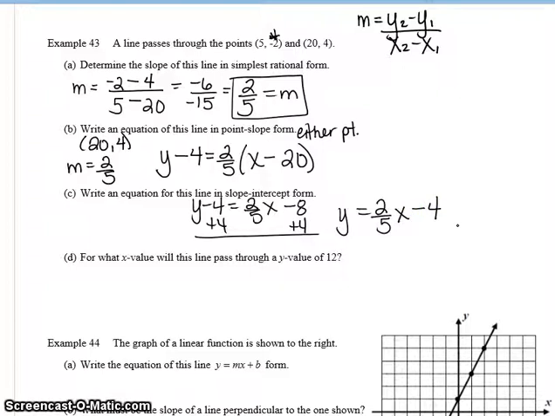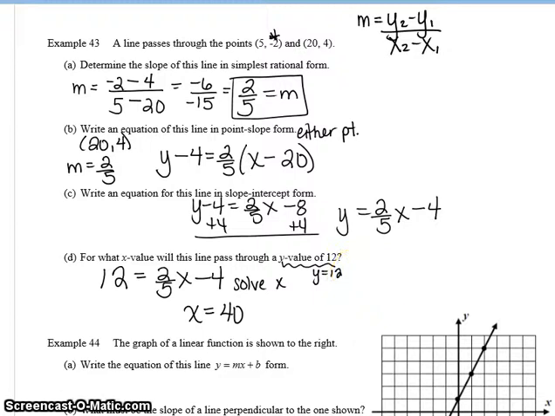Part D. For what x value will this line pass through a y value of 12? Okay, well, it's telling you right there, let y equal 12. So using the equation I just got in C, 12, that's my y, equals 2/5 x minus 4. You could get fancy and solve that, add 4 to both sides, and multiply by its reciprocal, 5/2, but just solve that in the calculator. And when you solve that in the calculator, you're going to get x equals 40. Okay, so from here, you just had to solve for x.